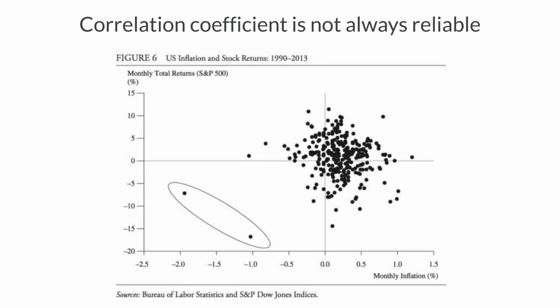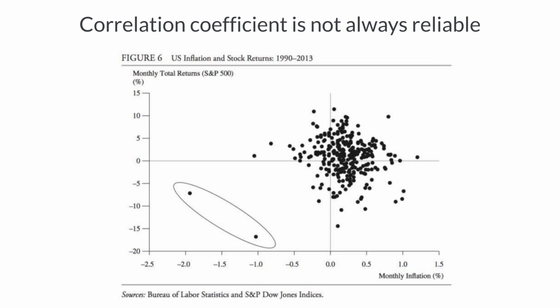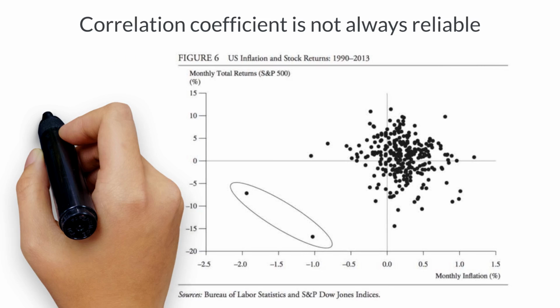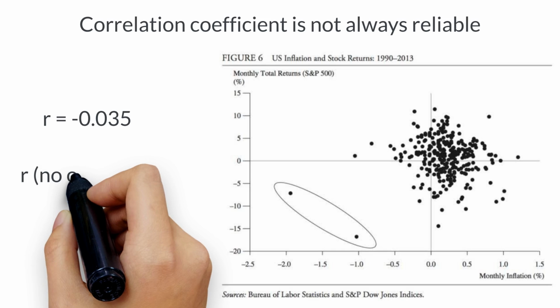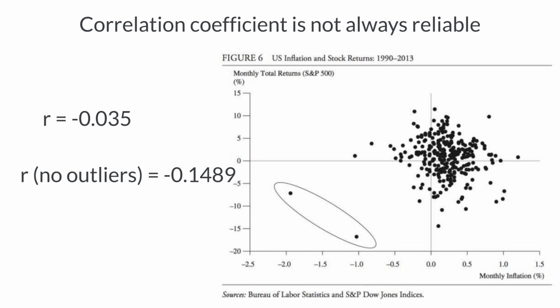Correlation also may be an unreliable measure when outliers are present in one or both of the data series. Outliers are a small number of observations at either extreme of a sample. These observations are outliers. If we compute the correlation coefficient for the entire data sample, that correlation is negative 0.035. If we eliminate these two outliers, the correlation is 0.1489. As a general rule, we must determine whether the sample correlation changes by removing a few outliers.